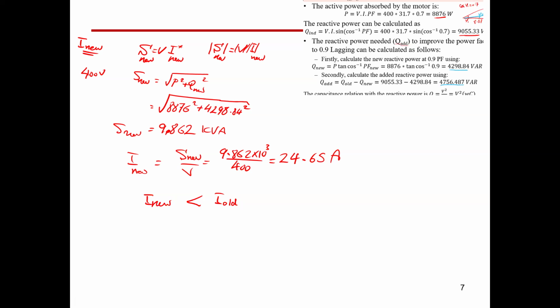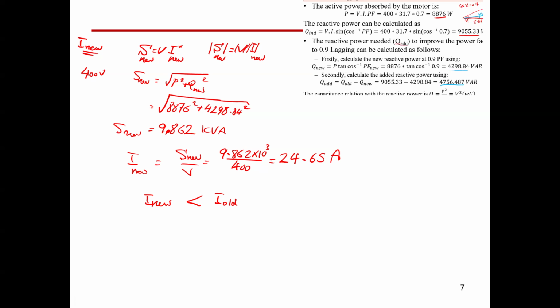So who got the benefit now? The customer or the distributor? The company that distributes the power. Because you as a customer will pay the same amount of money, which is depending on your active power absorption. The active power absorption is the same. So you absorbed already 8876 watts, so you will pay for this amount. So adding capacitor will not help you to reduce your power bills. You will pay the same amount.